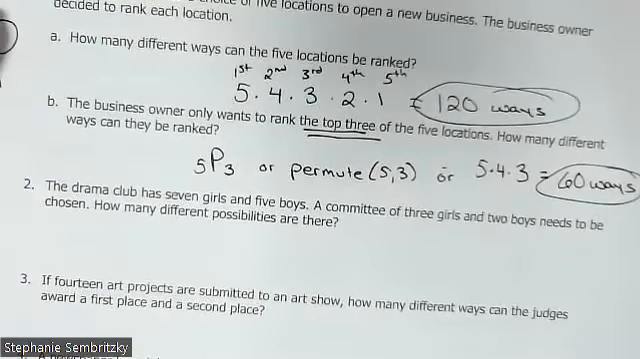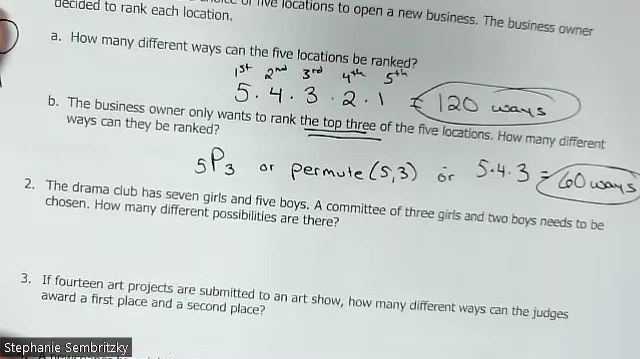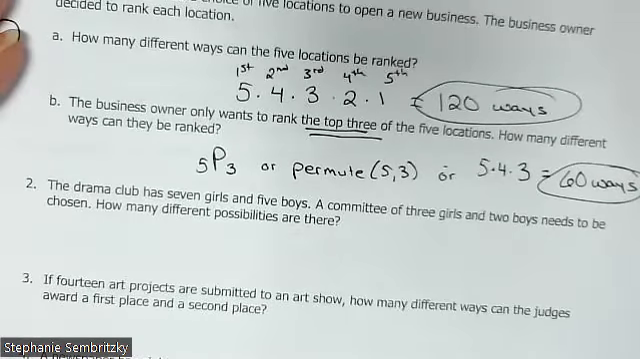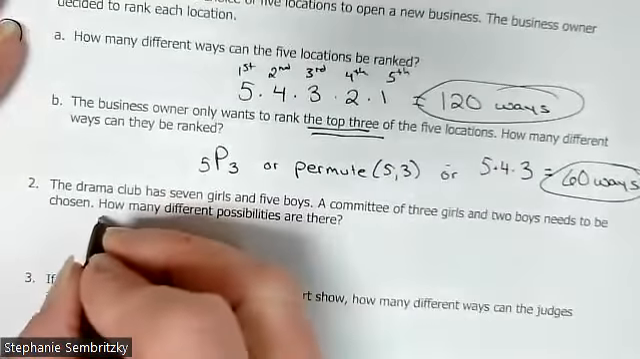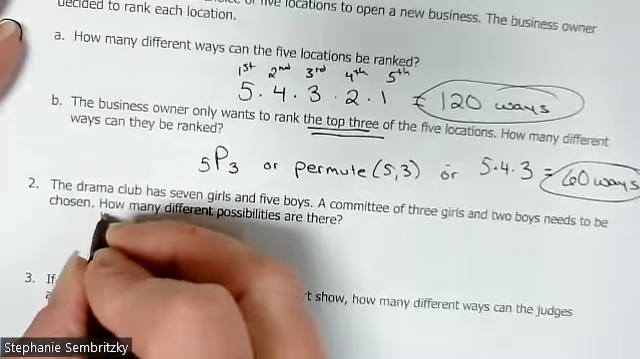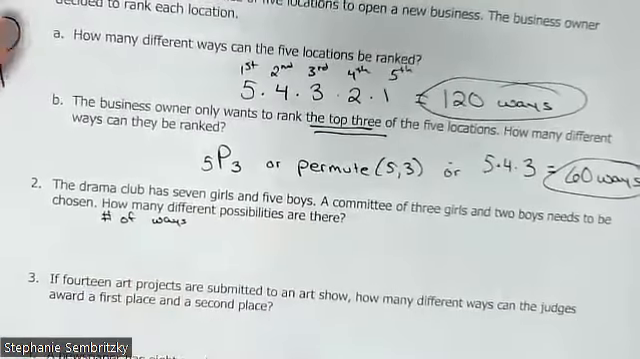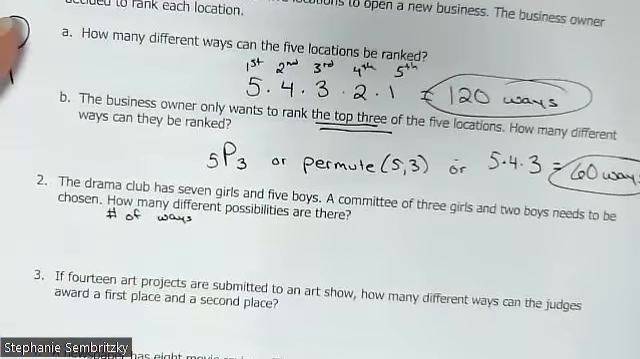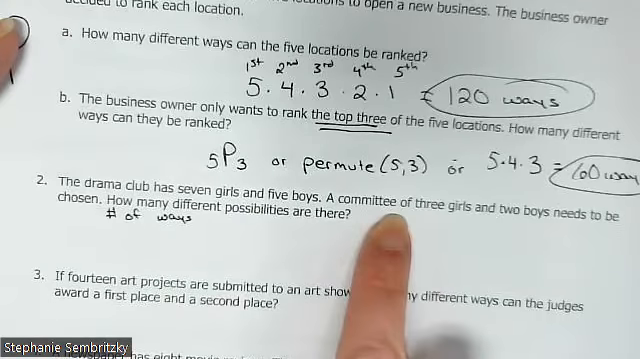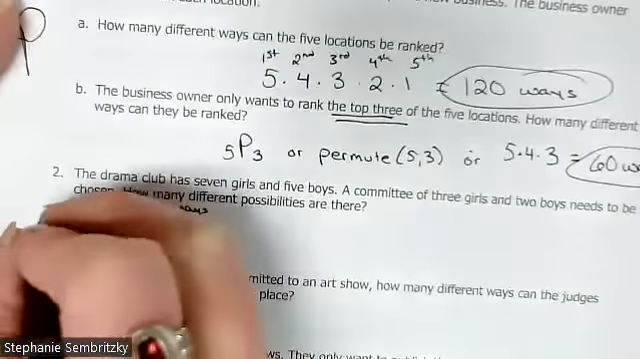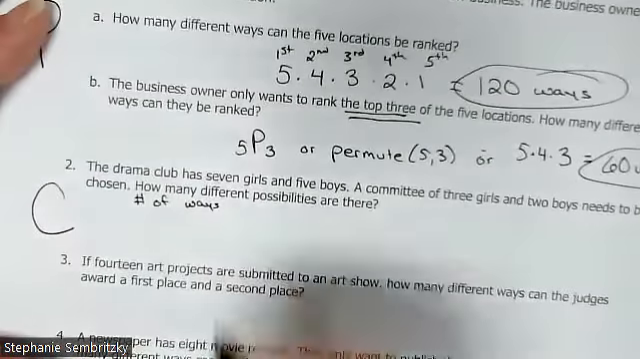Drama club has 7 girls and 5 boys. A committee of 3 girls and 2 boys needs to be chosen. How many different possibilities are out there? So first off, we need to think of how we can choose the girls. The number of ways. First off, does the order matter? No. If you're choosing 3 girls for a committee, does it matter which one gets picked first or second or third? Okay, so this is a combination.